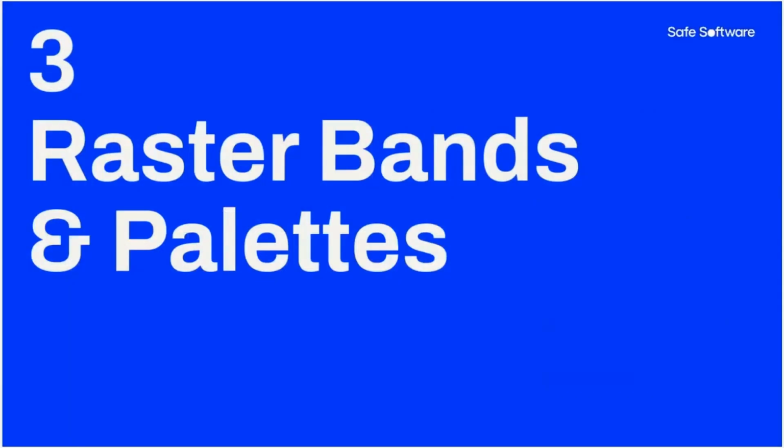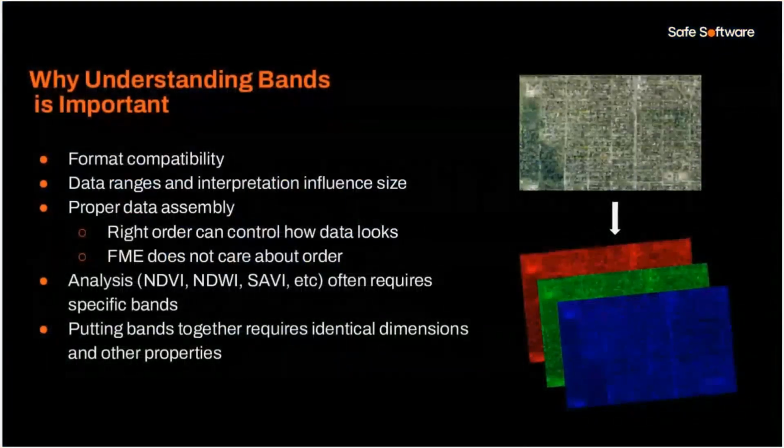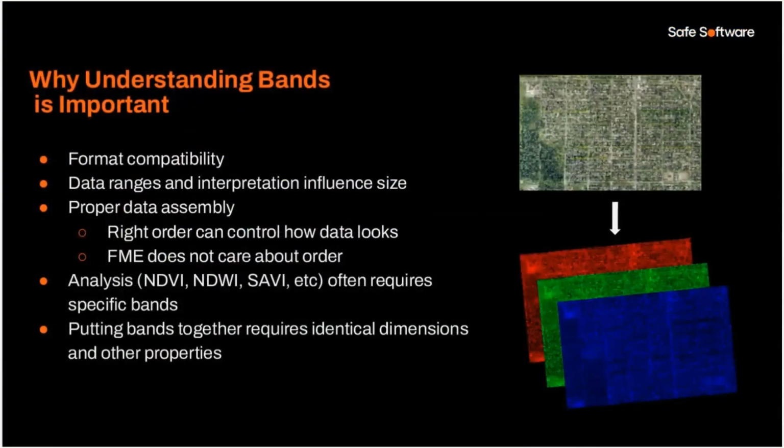So now we're going to review raster bands and palettes. Understanding bands is crucial for format compatibility, such as recognizing that a 4-band PNG cannot be directly written to JPEG without removing a band. And that's under the philosophy that PNG supports alpha bands for transparency.